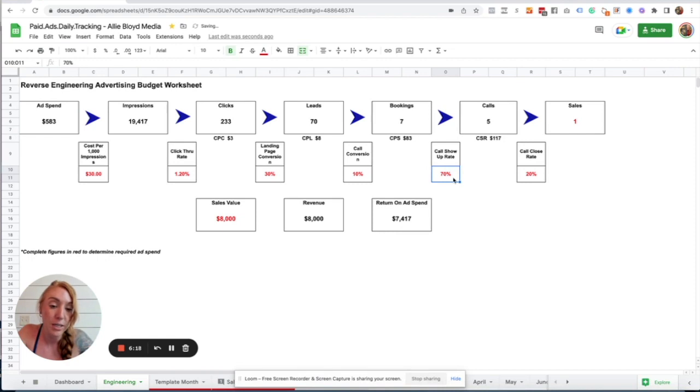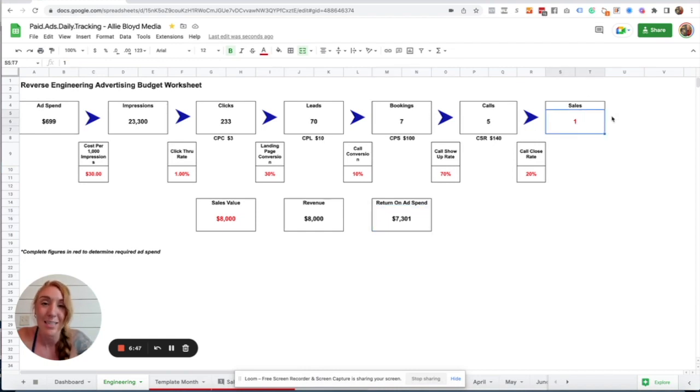So 20% call close rate is average. So is 70% show up rate. Call conversion rate 10%, 30%. We'll drop this back down to our 1% and our 30% CPM. So these are really the numbers you should be shooting for to hit the traditional benchmarks. That would put me at about $700 per day ad spend to make a return of $7,301 back, and that would allow me to make one sale.